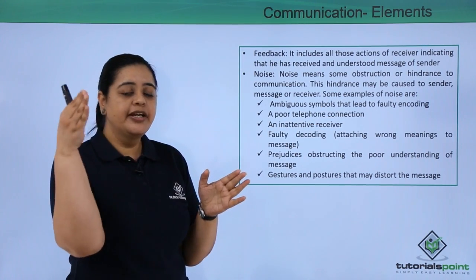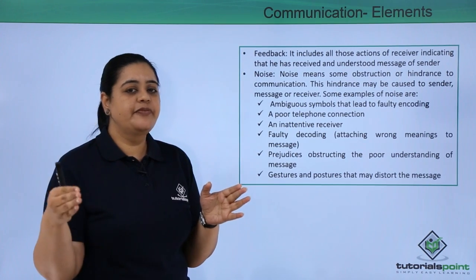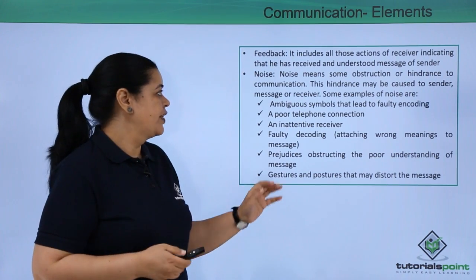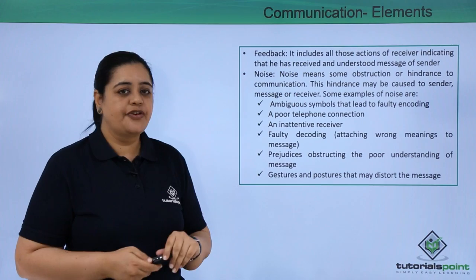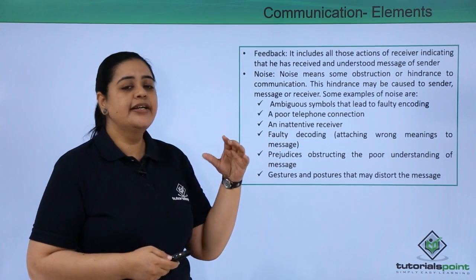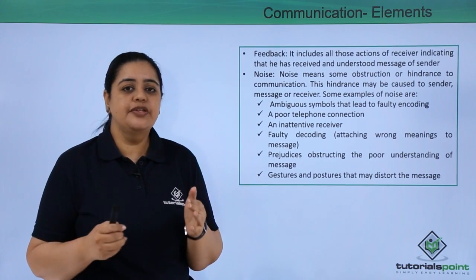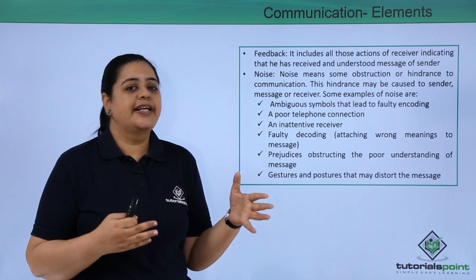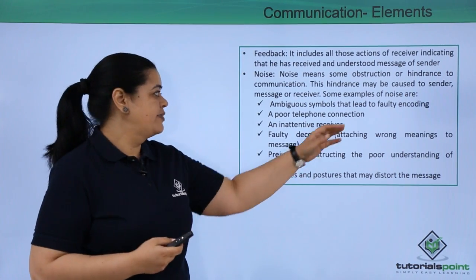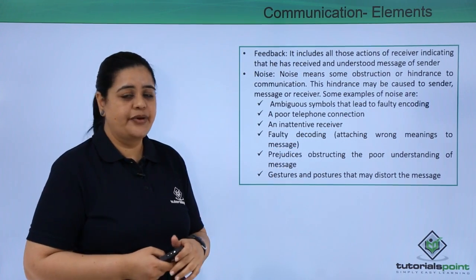So, the hindrance could be to the sender, or to the message, or to the receiver. So, what are the examples of noise? See, wherein I am using an ambiguous symbol. There is a certain set of symbols to be used. Rather than that, I am using some kind of symbol which is not understandable. So, that would lead to faulty encoding.